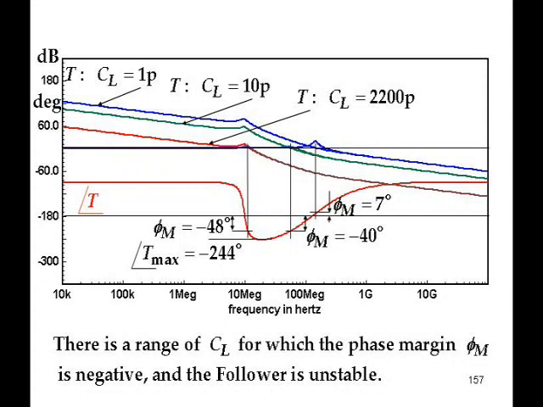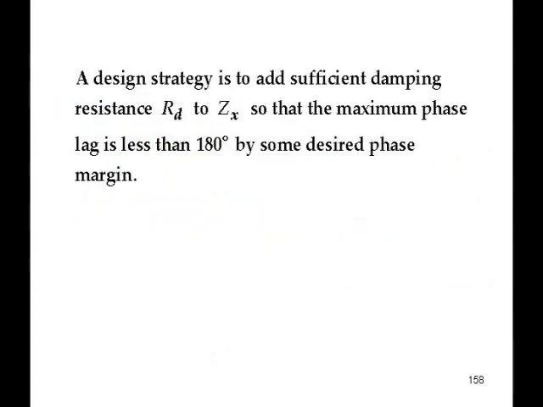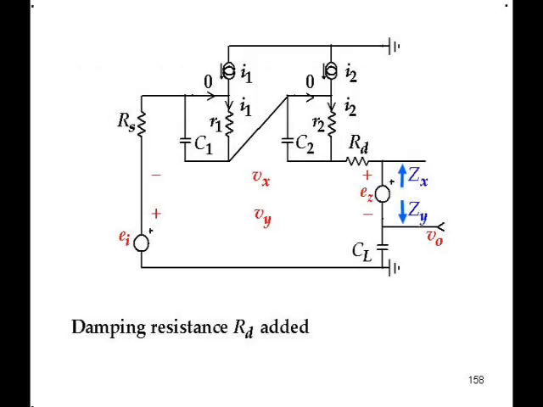So what we want to do is put a series damping resistance in. Put a damping resistance RD added to ZX, so the maximum phase lag at any frequency is less than 180 degrees by some desired phase margin. And it's not sufficient just to make it stable, you want to make it stable enough.